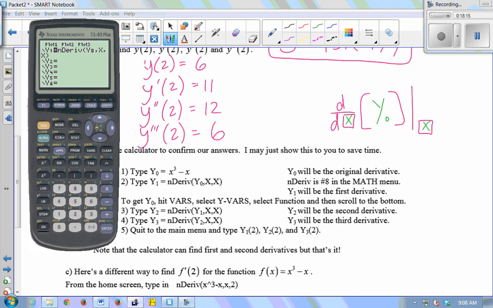All right, so then in y2, that's going to be y double prime. So I'm going to take the derivative of y prime. So I'm going to do nderiv of y1. So I'm going to do math 8, vars, y vars, function y1, comma x, comma x. And then y3 is y triple prime. So I'm going to take the derivative of y double prime, so the derivative of y2, math 8, comma x, comma x. And then I'm going to quit and go to the main menu.